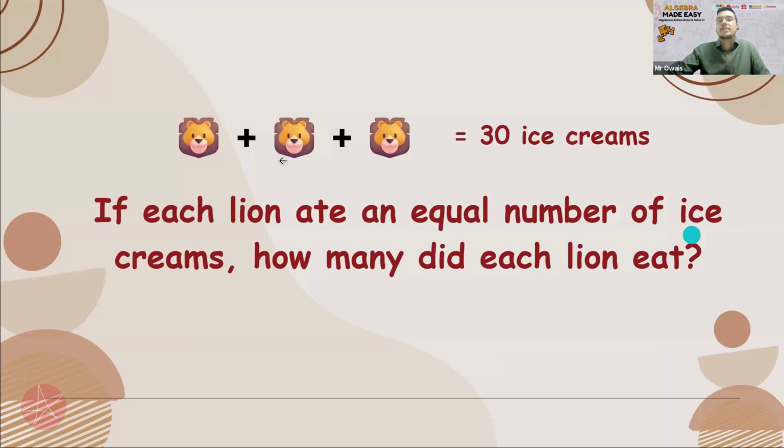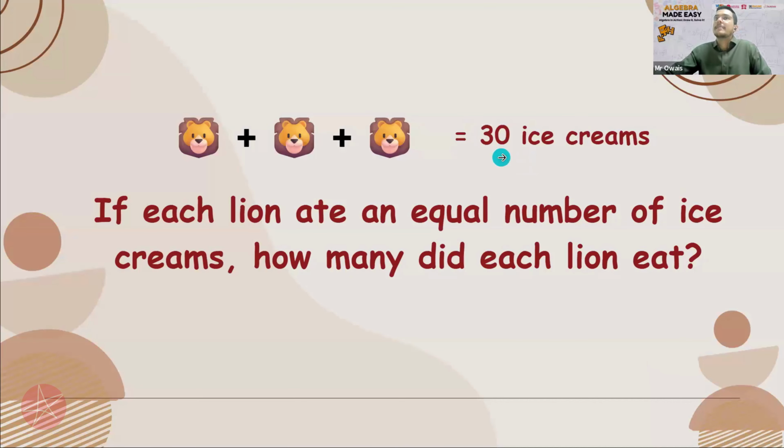So look at this visual diagram here. Look at this picture. We've got a picture of a lion. So that's one lion, right? Then we've got another lion here and another lion. So we've got three lions in total, okay? And this picture actually tells us how many ice creams each lion ate. But we don't know the number, right? We only have a picture over here. So how many do you guys think? I want you guys to guess. How many ice creams do you think each lion ate?